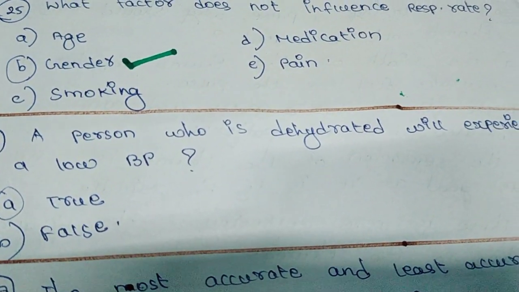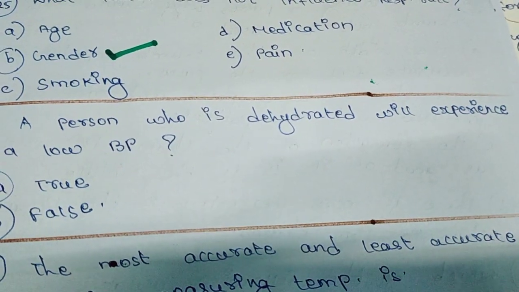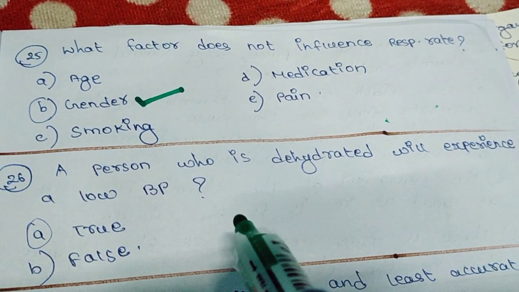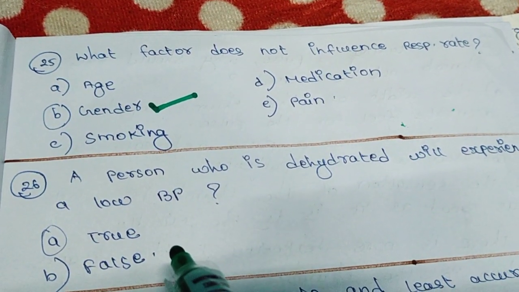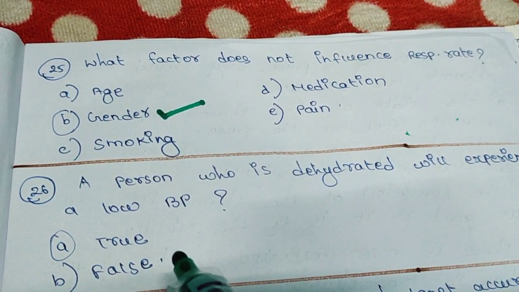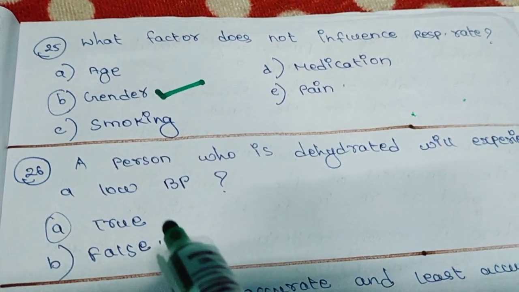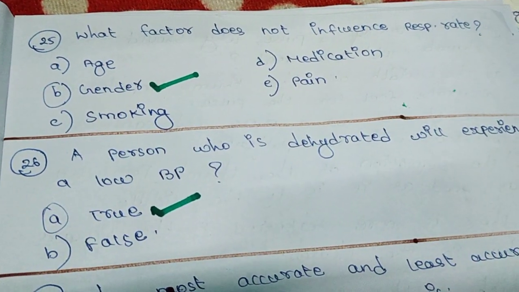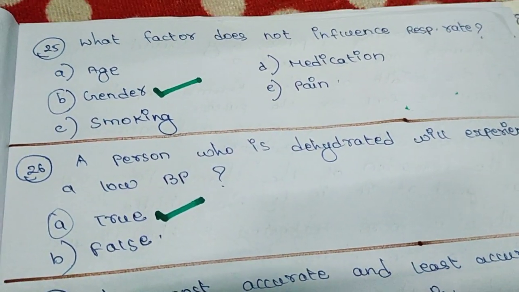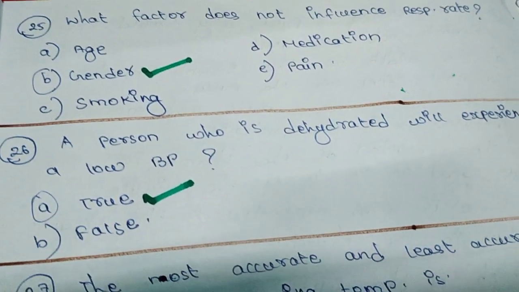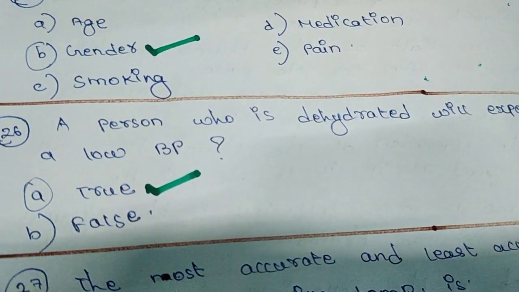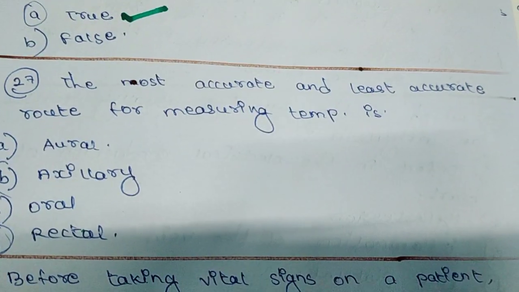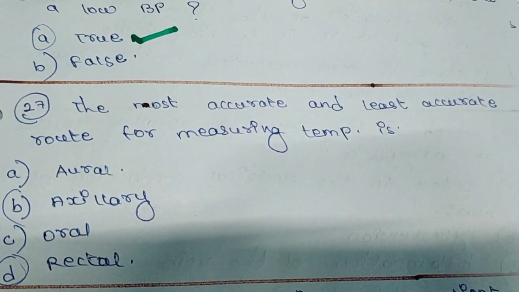Next question, a person who is dehydrated will experience a low BP. True or false? See, a person who is dehydrated means the fluid volume in the body is low. If the fluid volume in the body is low, the person will have low blood pressure. So it is true. There is low fluid in the bloodstream, then the heart has to beat harder to pump the blood throughout the body, and hence the person will have low blood pressure. So it is true.